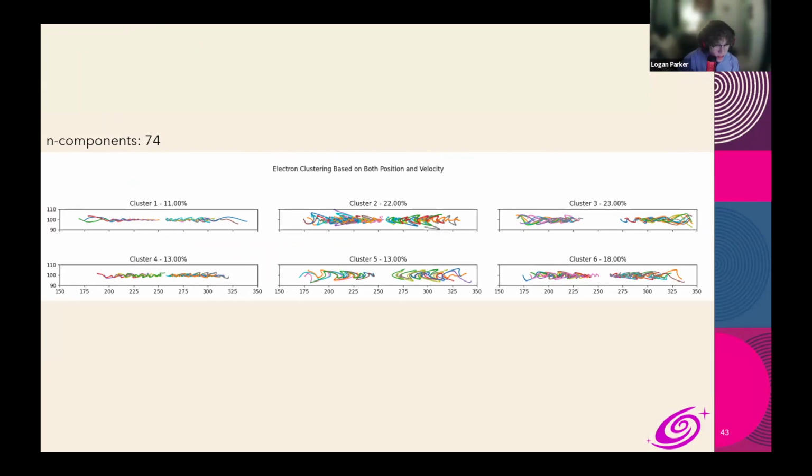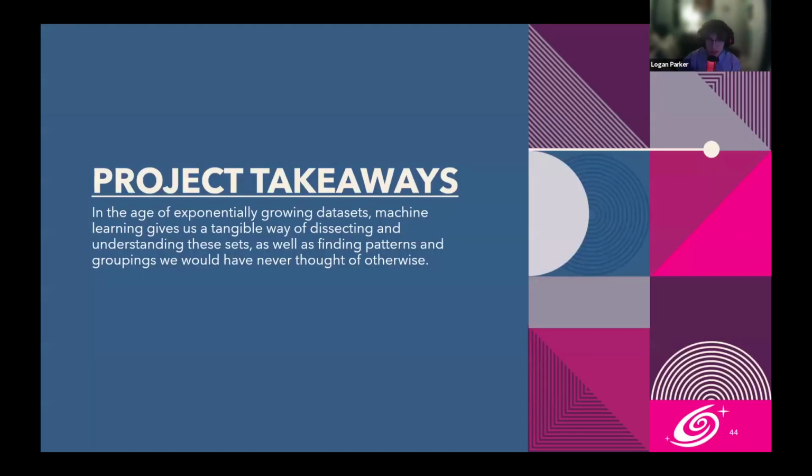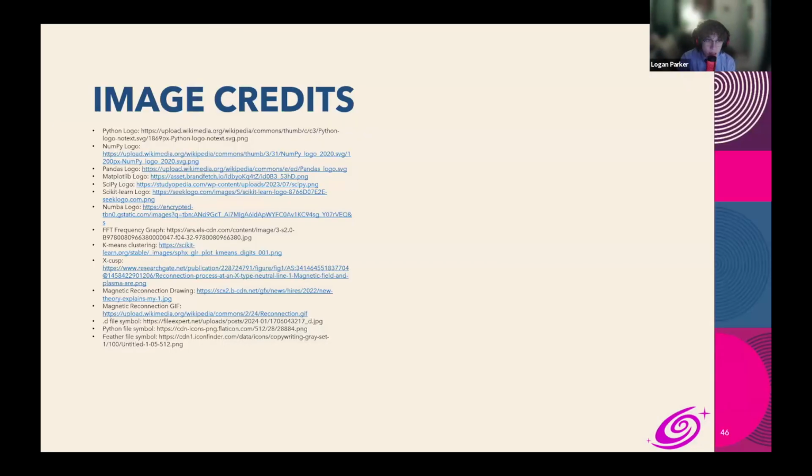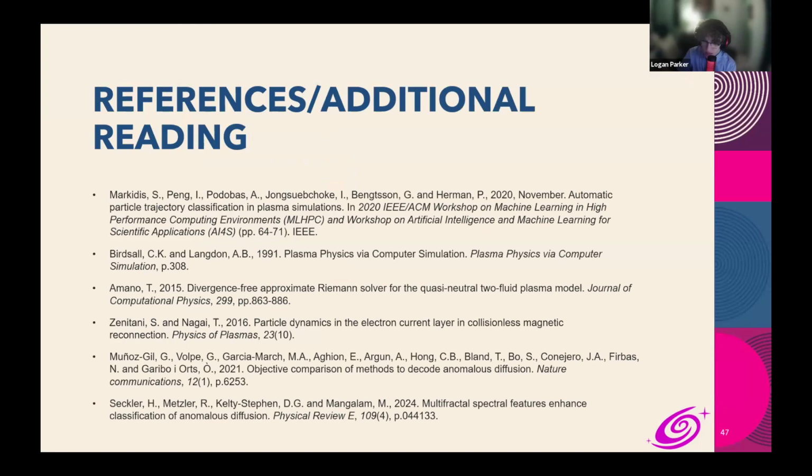So here are the project takeaways. In the age of exponentially growing data sets, machine learning gives us a tangible way of dissecting and understanding these sets, as well as finding patterns and groupings we would have never thought of otherwise. You can check out the code here, as well as a Google Drive link to all of the figures and the data files used in it. And here are the image credits for everything used, as well as additional readings and sources for what we used in our research.